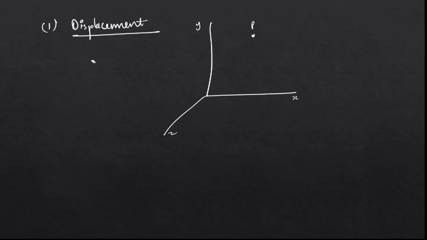So here, say this point P has a position vector which is r1, right? And when this body moves from point A to point B, as I said, it is termed as motion. So let's say at point B, this particle has position vector r2.